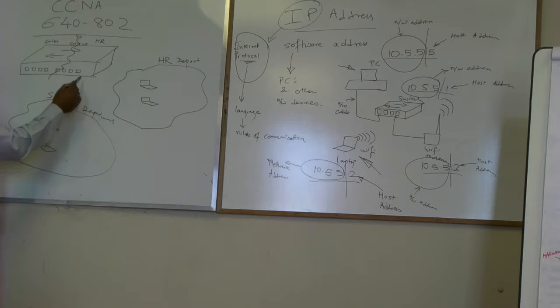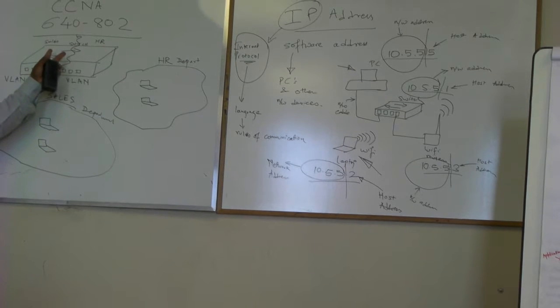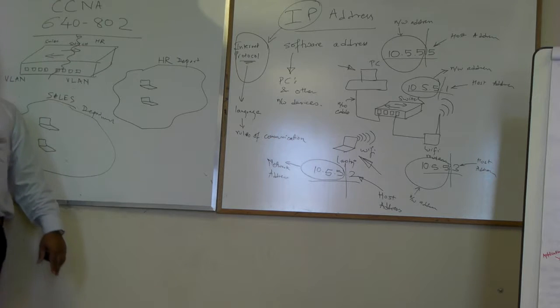So what you would do is create a virtual LAN for the HR and another virtual LAN for the sales. So you'll create two virtual LANs in your switch, so the traffic doesn't talk to each other at all. In the physical switch, all the ports are talking to each other.